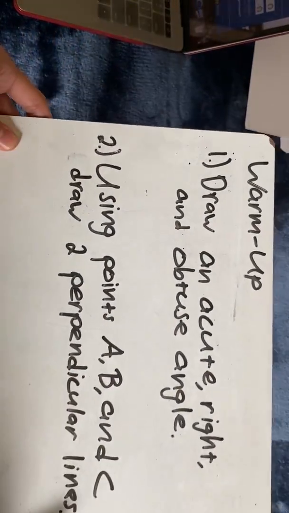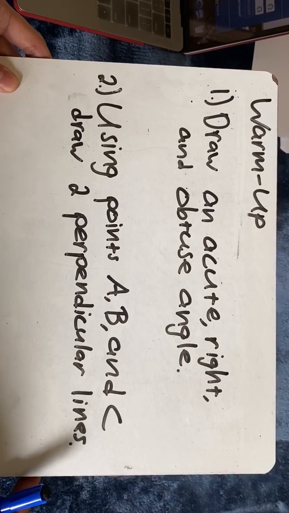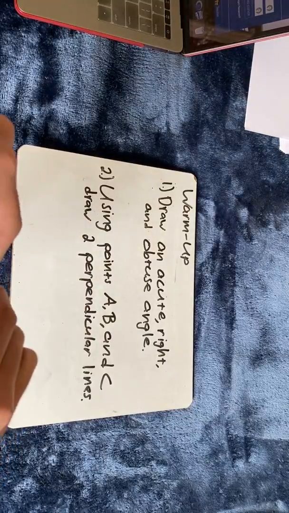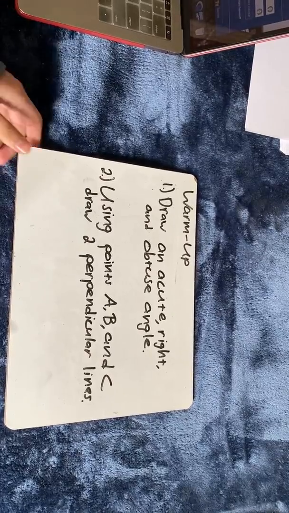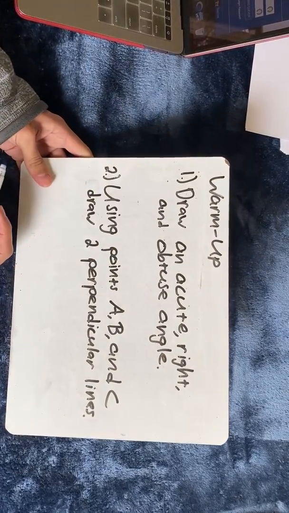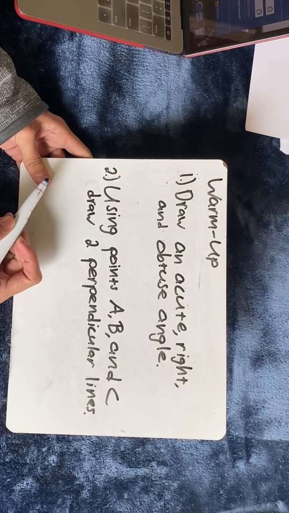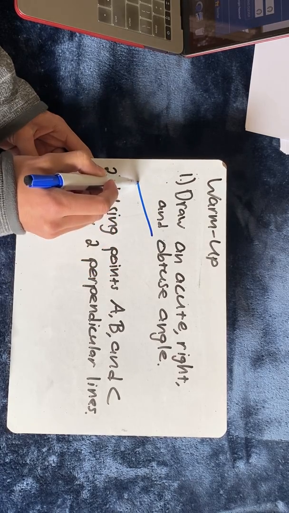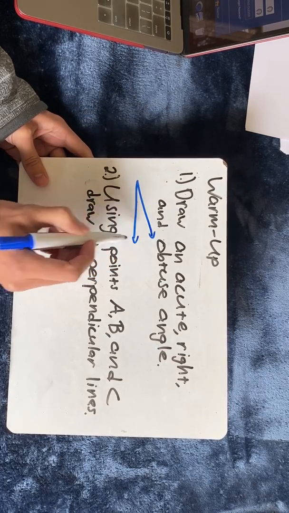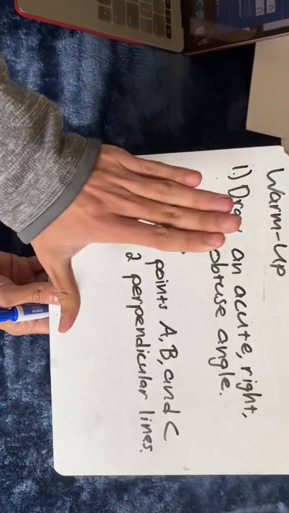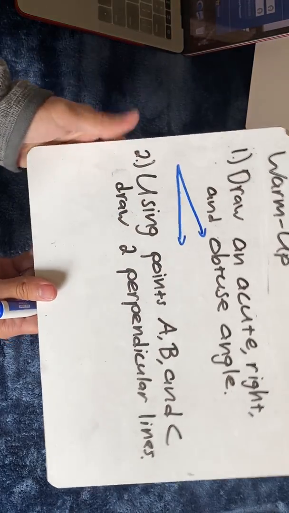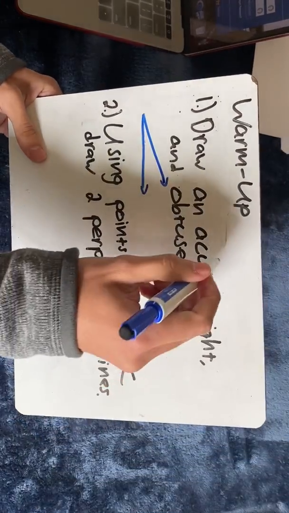This is our math warm-up, so you can pause the video and get started on this. Okay, hopefully you all paused the video and were able to answer it. So let's get started. The first question is I have to draw an acute, a right, and an obtuse angle. Remember, acute angles kind of look like Pac-Man. It is less than a right angle. They're small, short angles. So that's an acute angle.